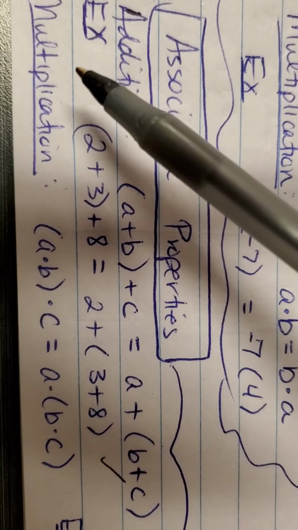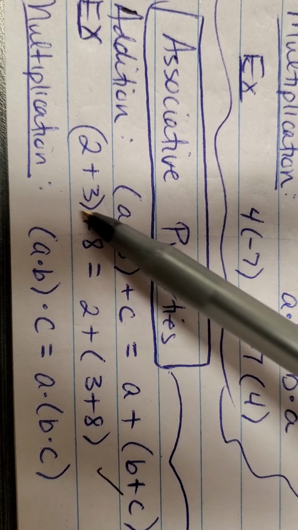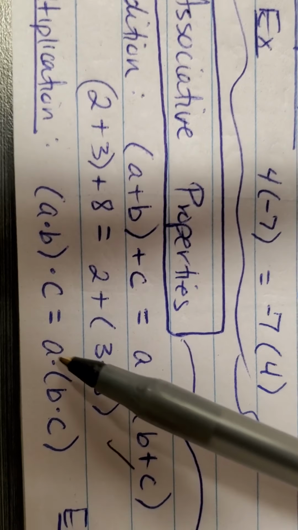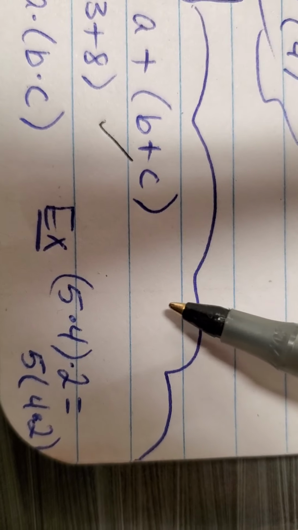Last one for associative property is multiplication. So we're multiplying here a times b in the parentheses times c. And we can just move the parentheses around and we'll still have the same thing. You have an example kind of squished here in the corner.